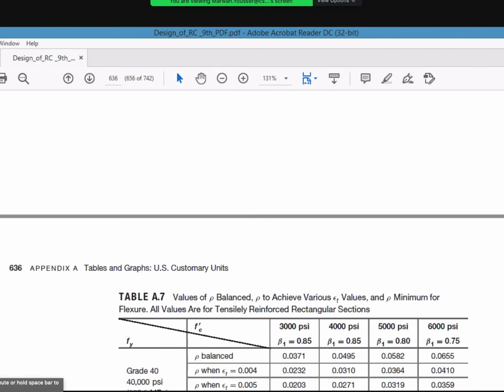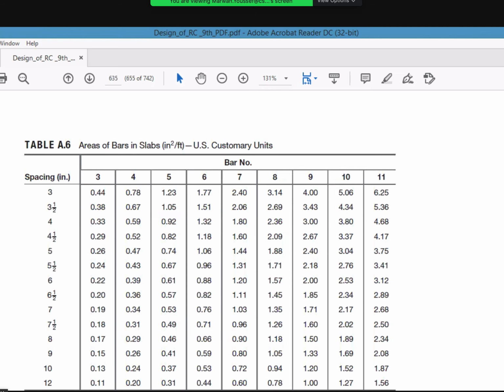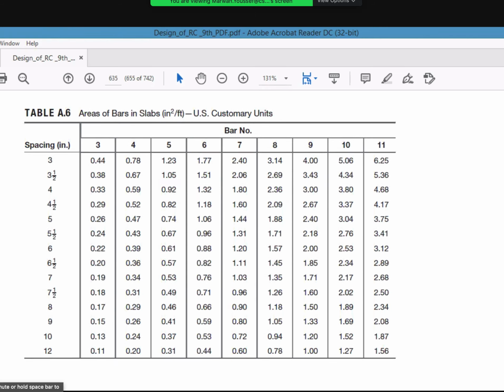Please, any questions, interrupt me. This is the table for the slabs, A6. Remember I said today we take one foot strip. We design that. If we end up with 2 bars in that 1 foot strip, then you will go another foot strip, put 2 bars, another foot strip, put 2 bars. But that's not what we do.